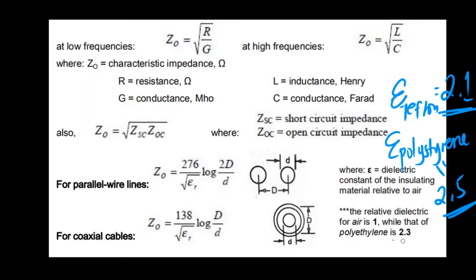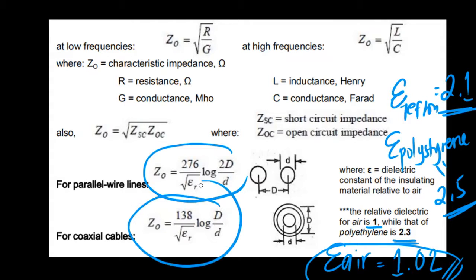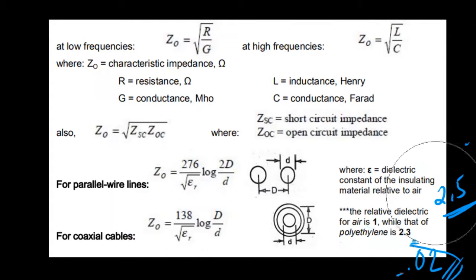So these are the ones that you may want to memorize. Air is 1. Sometimes there will be sources giving you air equal to 1.02 for the dielectric constant, but our source, Tomasi, just uses 1. So that's good. Polyethylene is the plastic with strands that you can see in coax, which is 2.3. It's quite the same as Teflon though. Okay, so remember these equations. So let's erase.